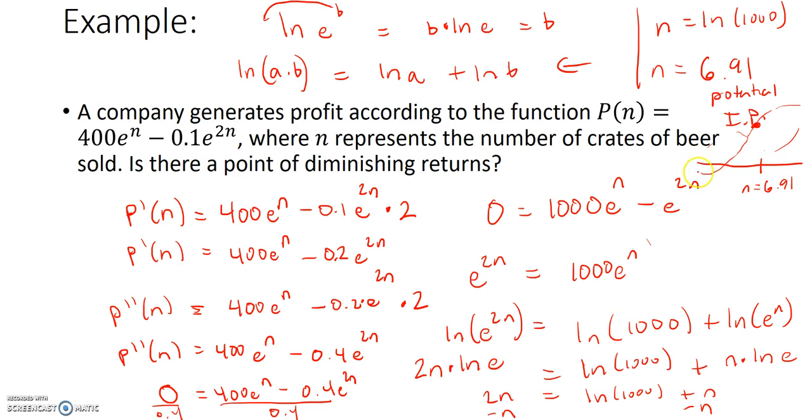Well, if I test the second derivative, which is this guy here, at a point that is to the left of n equals 6.91, for example, if I test p double prime of 0, what I will end up with is 400 e to the 0 minus 0.4 e to the 0, which is 400 minus 0.4, which is a positive number. And here, if I test something like p double prime of 7, I'm going to get a negative number. And you can verify, please actually do verify that that's the case. And now we can take a look at the graph to confirm that.